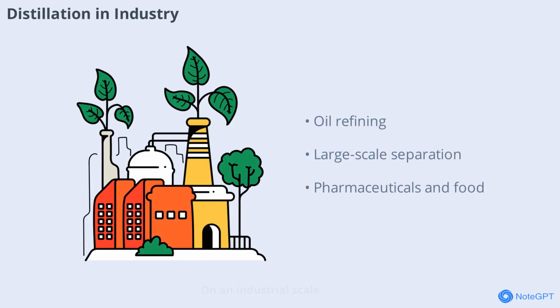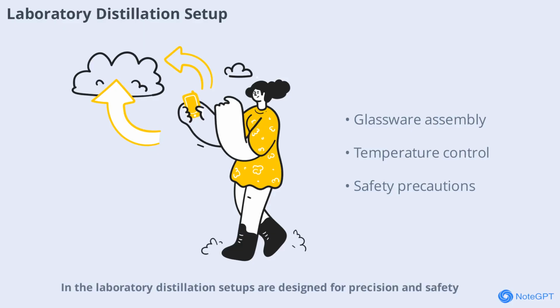On an industrial scale, distillation is used to separate and purify large quantities of chemicals. Oil refineries, for example, use massive distillation columns to break crude oil into useful fractions like gasoline, diesel, and kerosene. The efficiency and scalability of distillation make it indispensable in manufacturing, pharmaceuticals, and food processing. In the laboratory, distillation setups are designed for precision and safety. Glassware is carefully assembled to ensure a tight seal, and temperature is closely monitored.